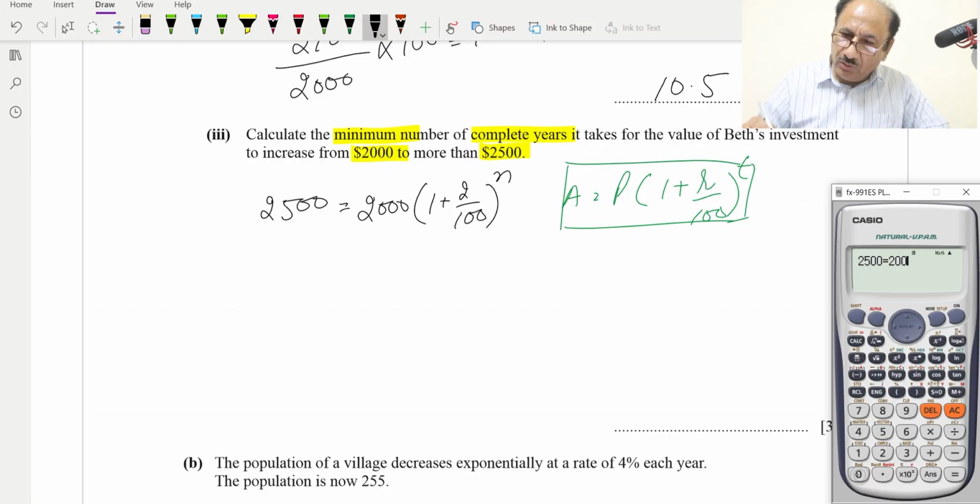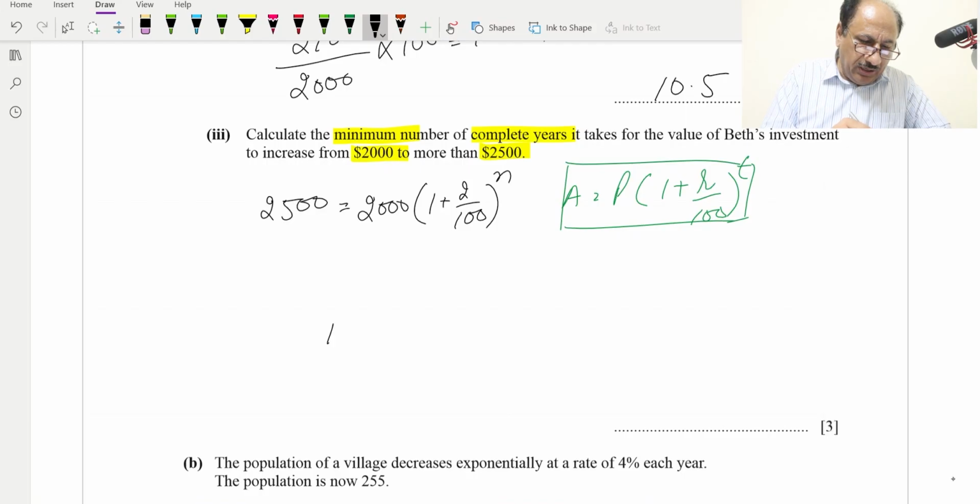2500 is equal to 2000, and multiplication we can write (1 + 2/100), bracket close, and raised to the power x (alpha x), because we cannot write n. Now after typing this equation, press shift and solve. For x, type here 1 and press equal, you will get 11.26 or 11.27. So 11.27 is the answer which we got.